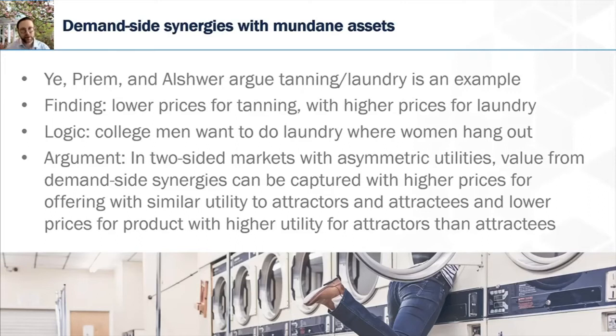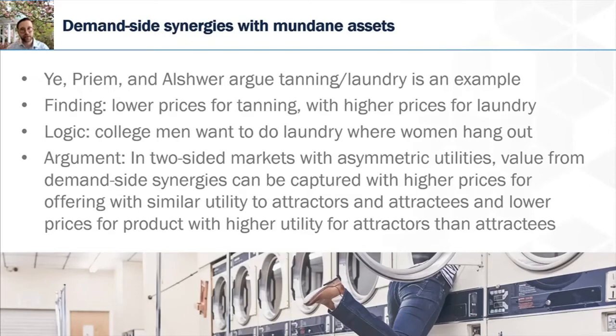The more technical argument here is that there's a two-sided market with asymmetric utilities. So this laundromat is trying to attract both men and women, but women receive more value from the tanning co-located with laundry than men, whereas the men derive more utility from doing laundry where there are women hanging out. And this demand-side synergy needs to be captured by modifying prices in order to maximize value.